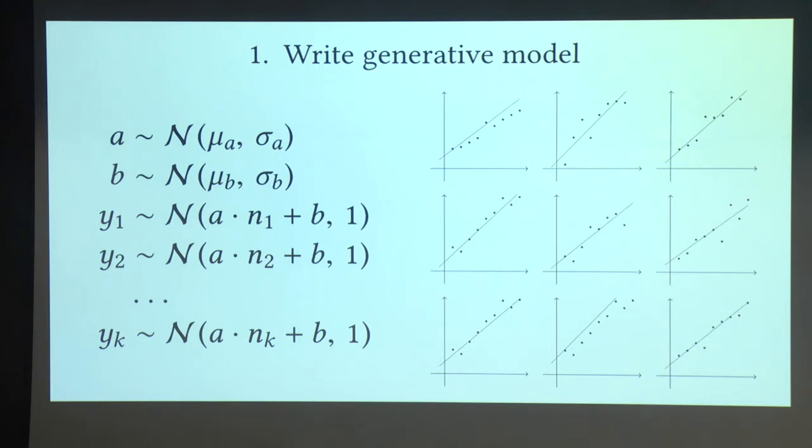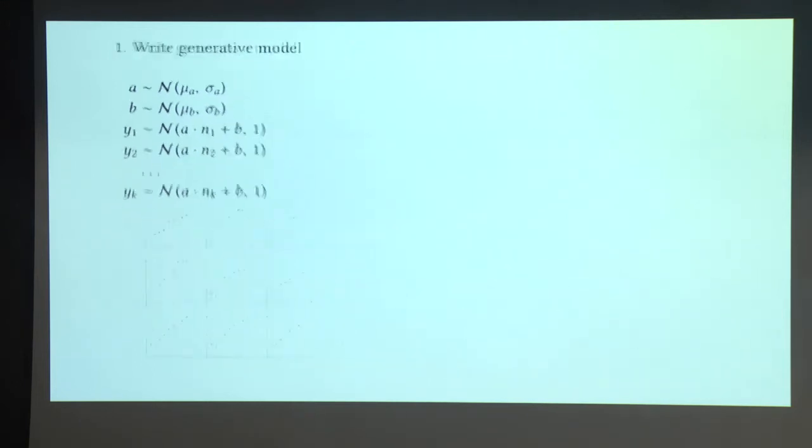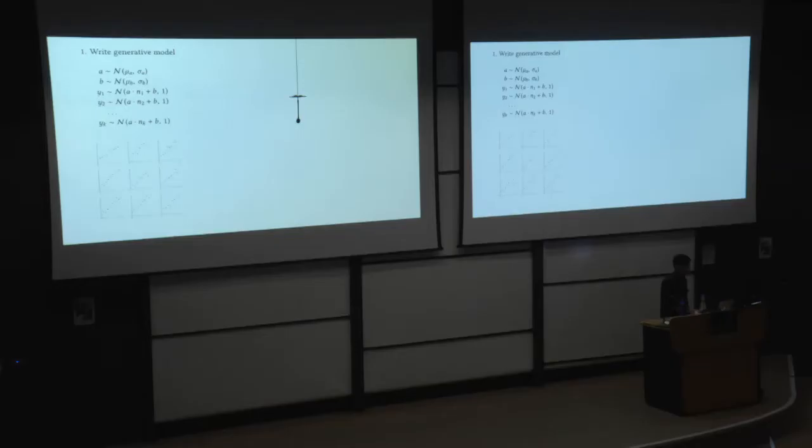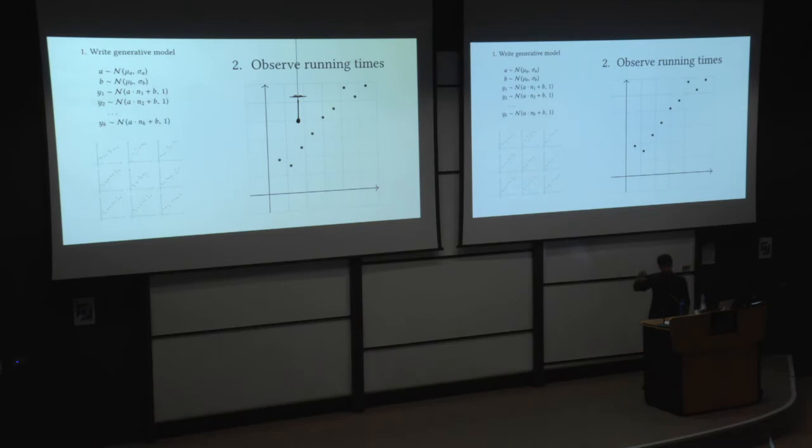Great. So on pen and paper, we did all this. We have a model for generating bunches of possible worlds. What's the next step? Well, the next step is to actually go out into the real world and run our algorithm many times for different iterations and collect a bunch of data.